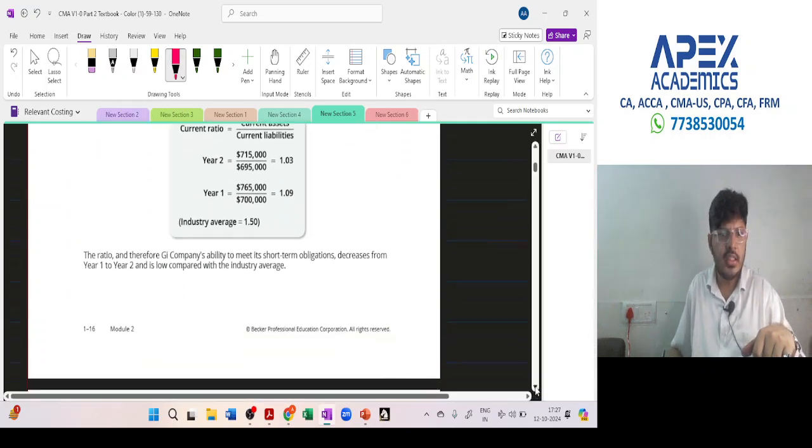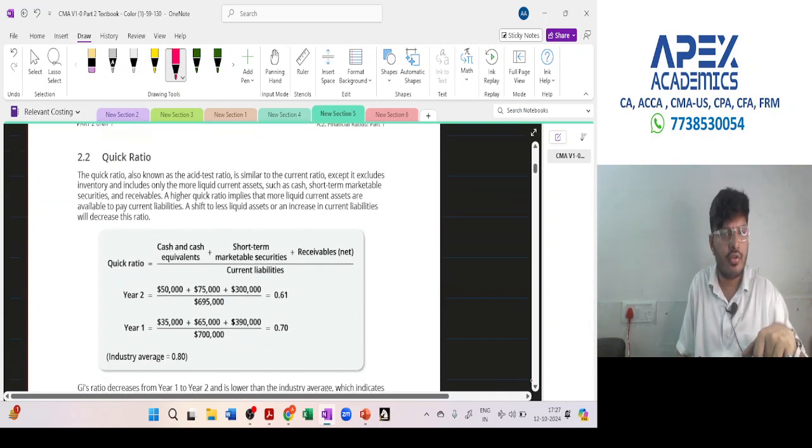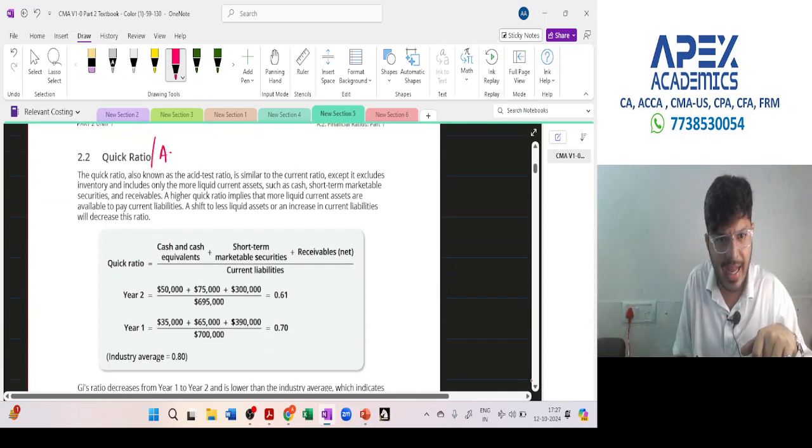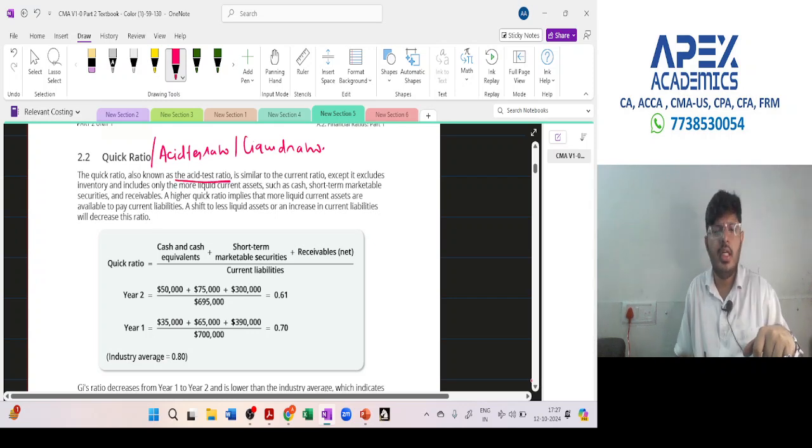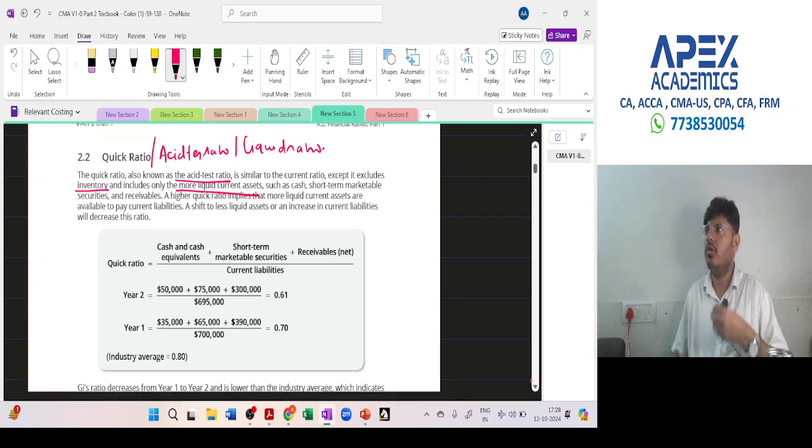Next is the quick ratio. Quick ratio is also known as acid test ratio, also known as liquid ratio. It is similar to the current ratio, but it excludes inventory and includes only more liquid current assets. More liquid means they are going to be converted into cash within the next 12 months.